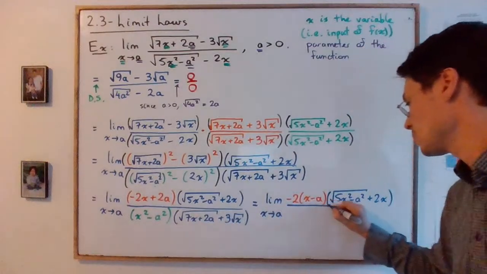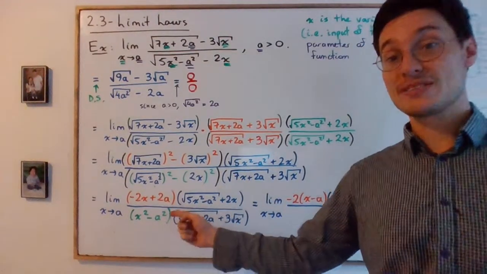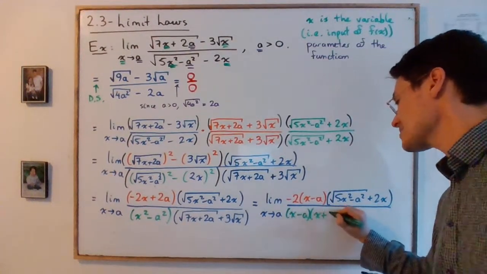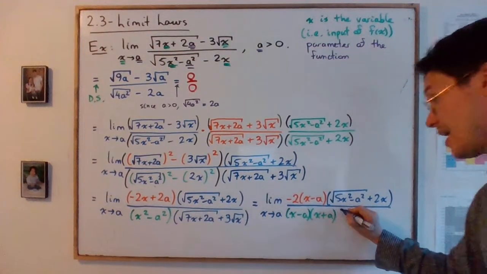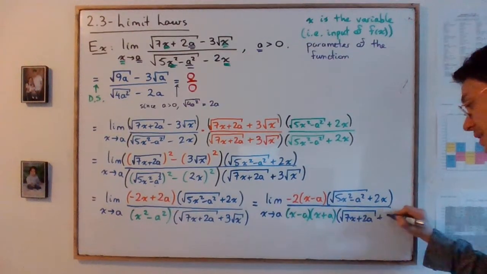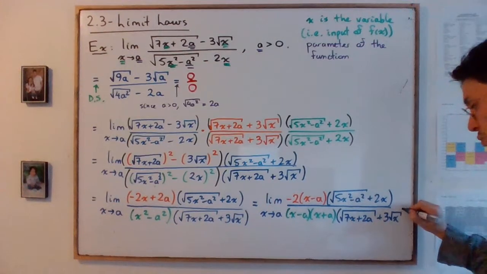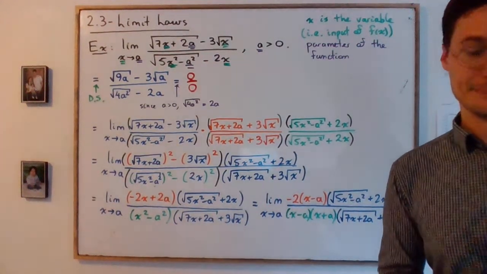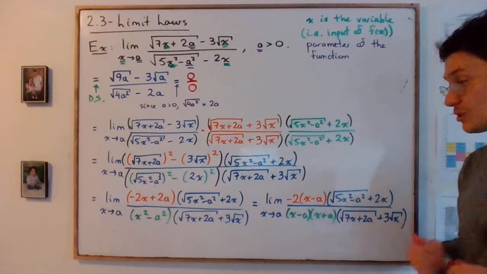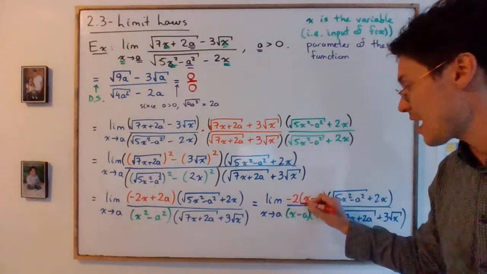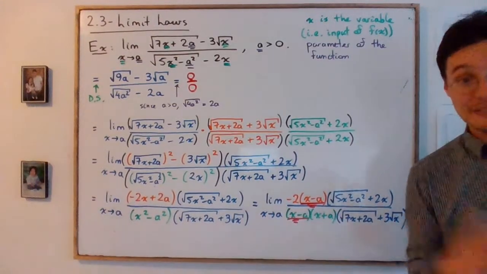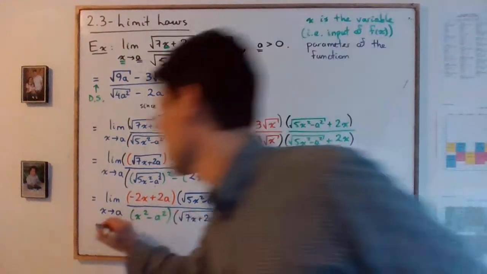And the bottom is a difference of squares. So x squared minus a squared will turn into x minus a, x plus a. And you have like 7x plus 2a plus 3 square root of x. Don't forget, your goal is to cancel the common factor, and it's right here. You have x minus a at the top and x minus a at the bottom. After canceling these, what you do is direct substitution.